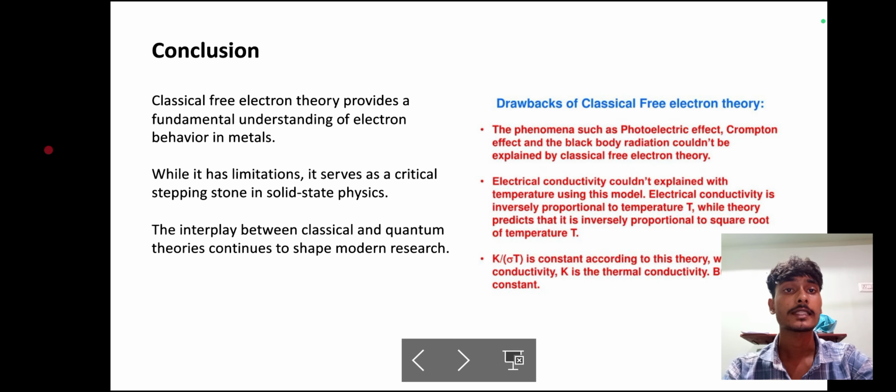Conclusion. Classical free electron theory provides a fundamental understanding of electron behavior in metals. While it has limitations, it serves as a critical stepping stone in solid state physics. Its interplay between classical and quantum theories continues to shape modern research.